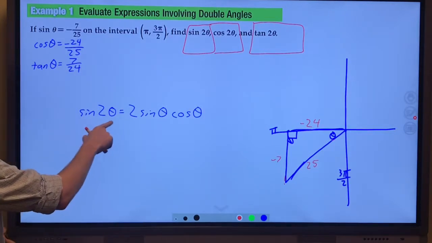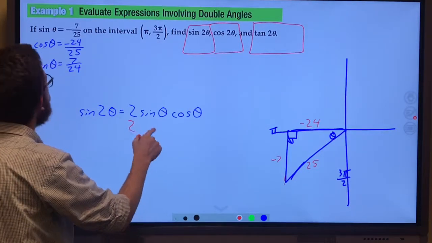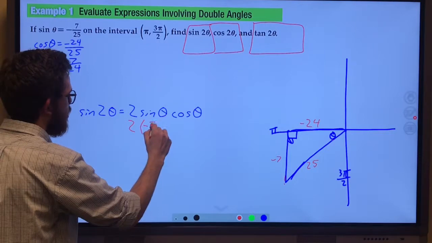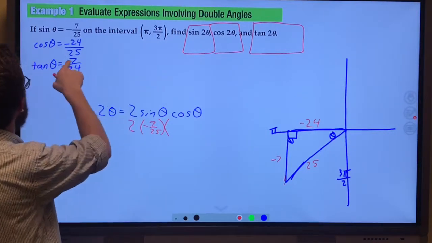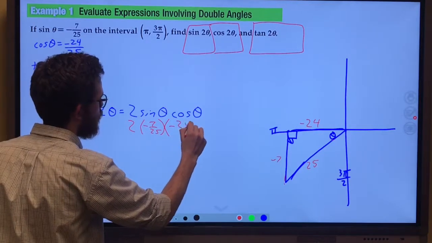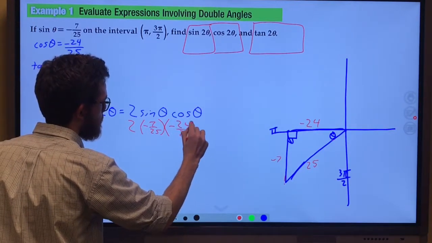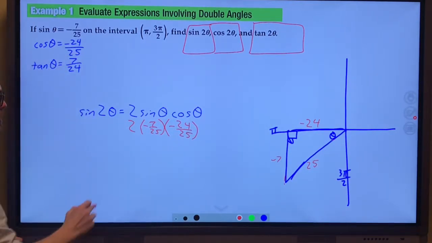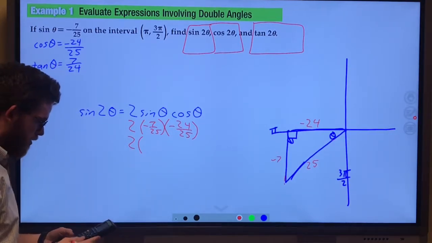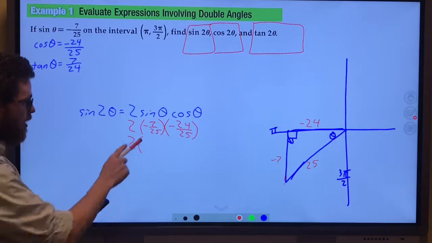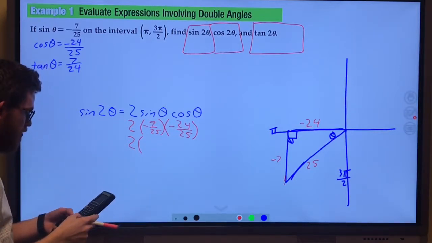We want sine of 2 theta, so we plug in sine of theta, which is a negative 7 over 25, cosine of theta, which we found, which is a negative 24 over 25. When we multiply these out, a negative times a negative, of course, is a positive.